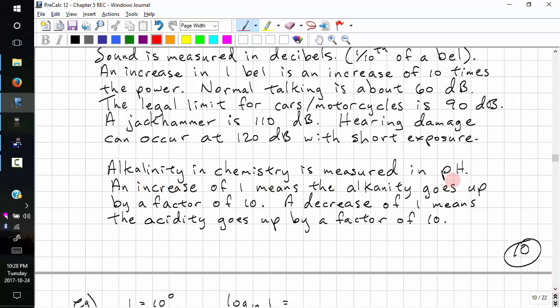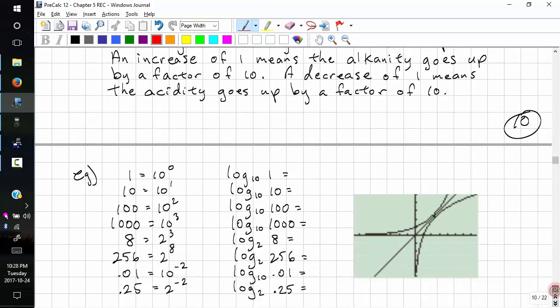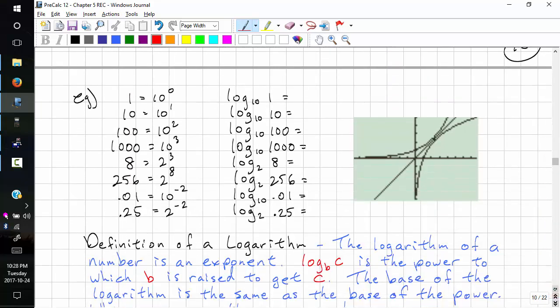Alkalinity in chemistry is measured in pH. An increase of 1 means the alkalinity goes up by a factor of 10. A decrease of 1 means the acidity goes up by a factor of 10. Okay, so let's look at some calculations.